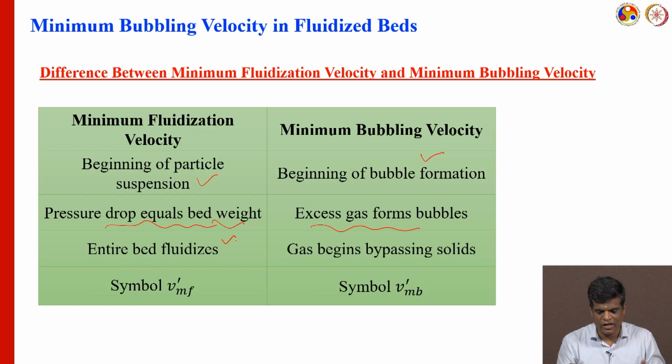At minimum fluidization velocity, the whole bed is fluidized; at minimum bubbling velocity, the gas begins bypassing the solids. So, we write simply VMF here, but here we write VMB. Minimum fluidization we write VMF, minimum bubbling VMB.